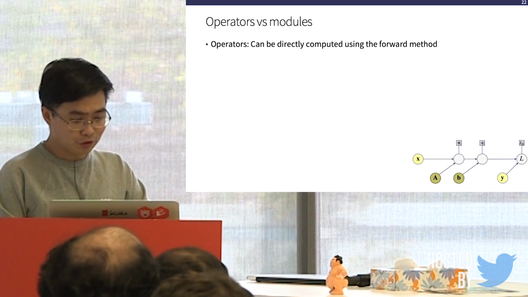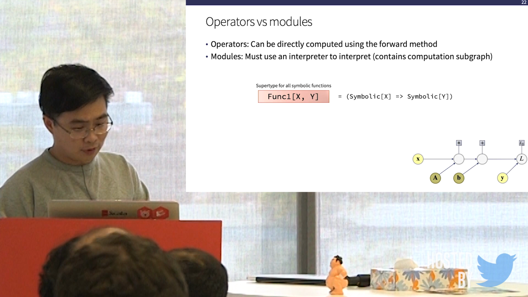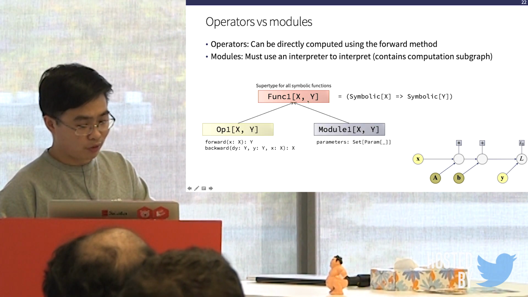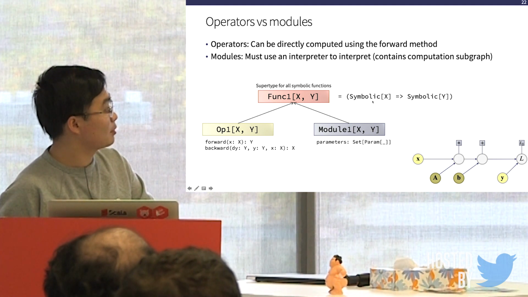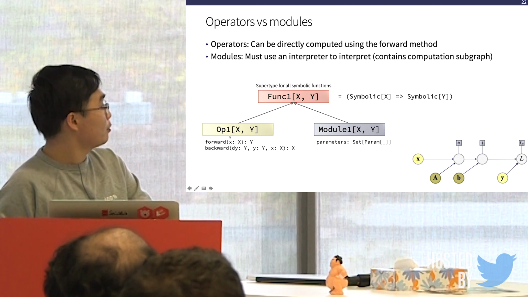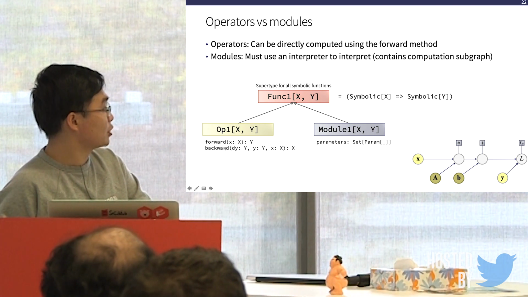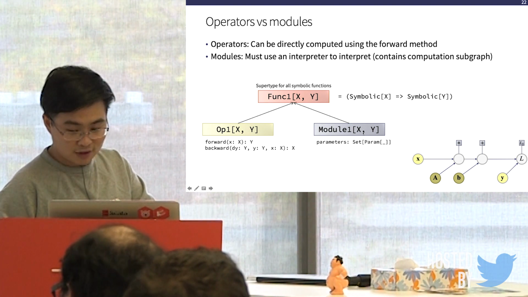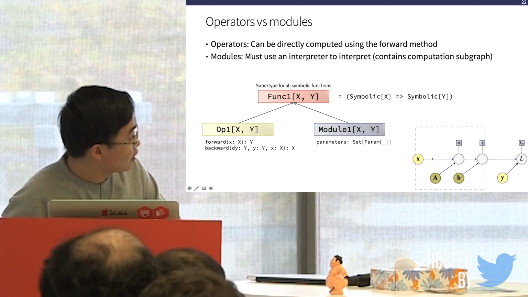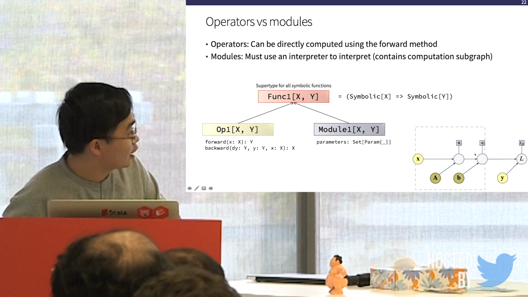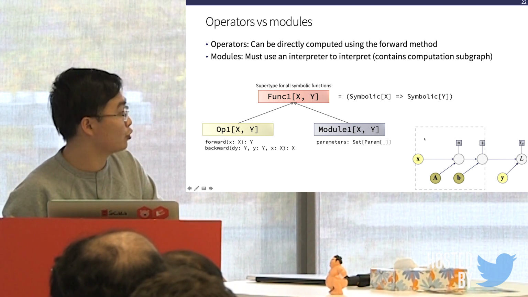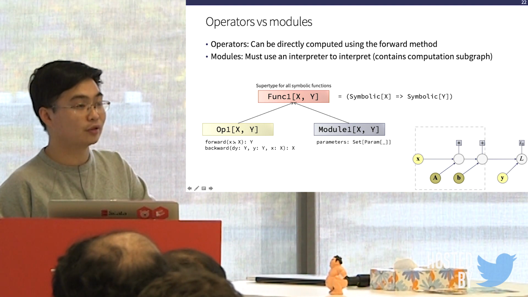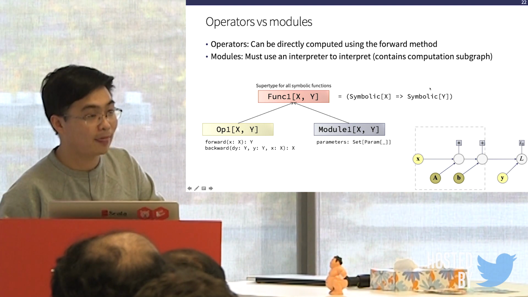So let's introduce a little thing about operators and modules. Operators and modules are both symbolic functions that map symbolic of x to symbolic of y. Operators have forward and backward, so the computation is executed in there itself. But a module is, so here, this thing in this gray box can be abstracted as a module. So it has internal structure, and an op is like an atomic node. But these are both symbolic functions.